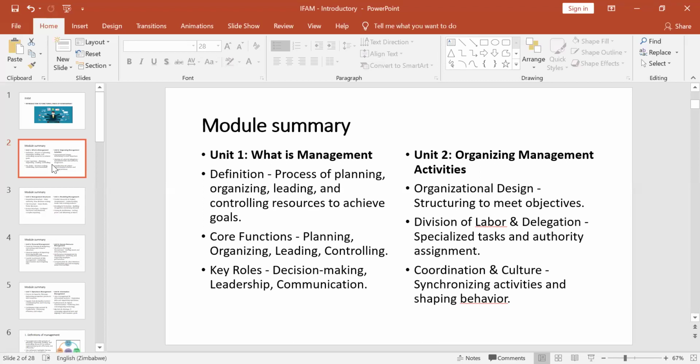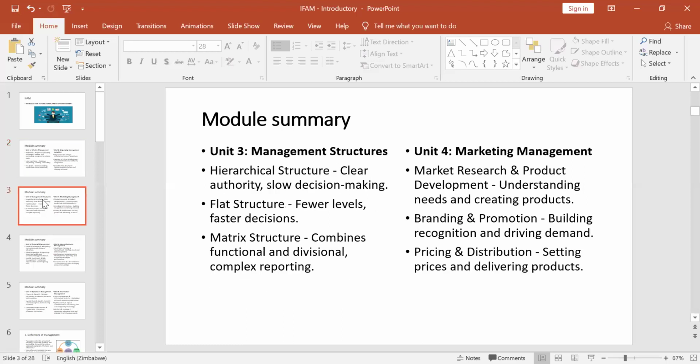Then we will also have Unit 2, which talks about organizing management activities. There's a lot here. We talk about the culture of the organization, the division of labor, delegations, and so on. Unit three is on the management structures, where we are going to talk more about hierarchies within the organization. We have what we call a flat structure, we have what we call the matrix structure, and so on. We are going to cover all that.